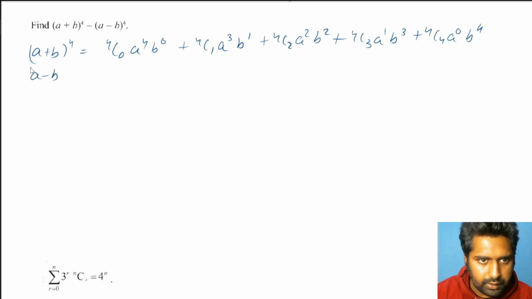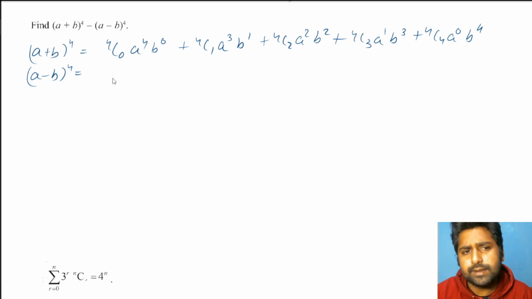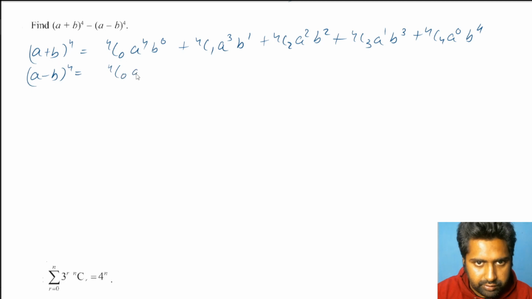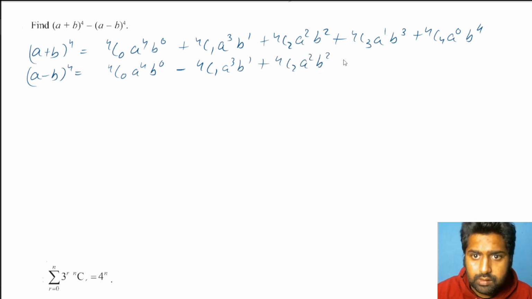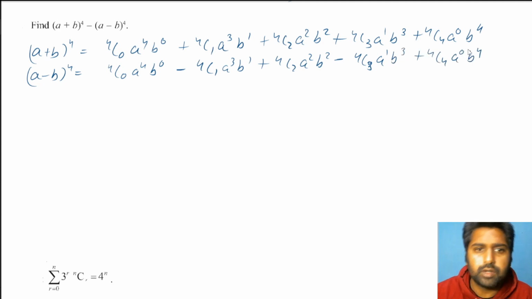Then you have (a minus b) raised to power 4. Now we already know what this does. This makes alternate terms negative. So we'll start with a positive term, then you will have a negative term, then again you will have a positive term, then you will have a negative term, a raised to power 1, b raised to power 3, and then again you will have a positive term. Okay, that's the only effect of the negative, because you can see odd power of b, that will make minus b raised to power 1, minus b raised to power 3, that will make the term negative.